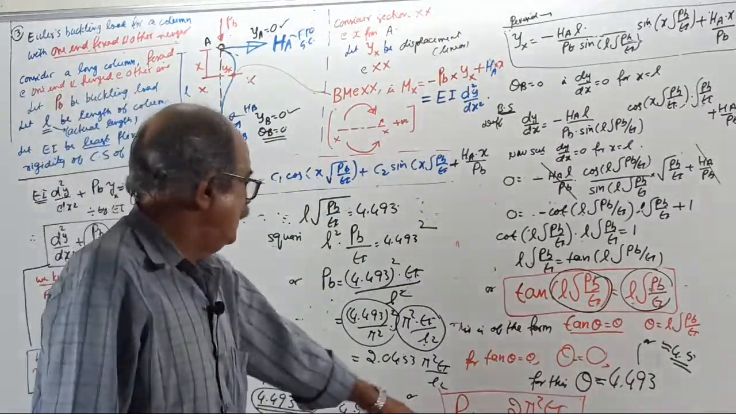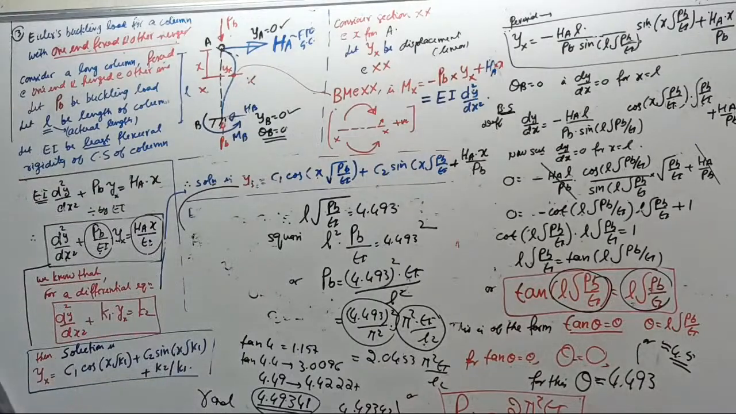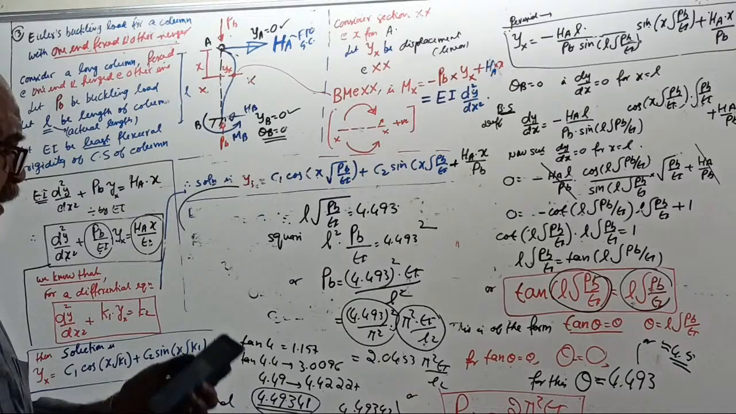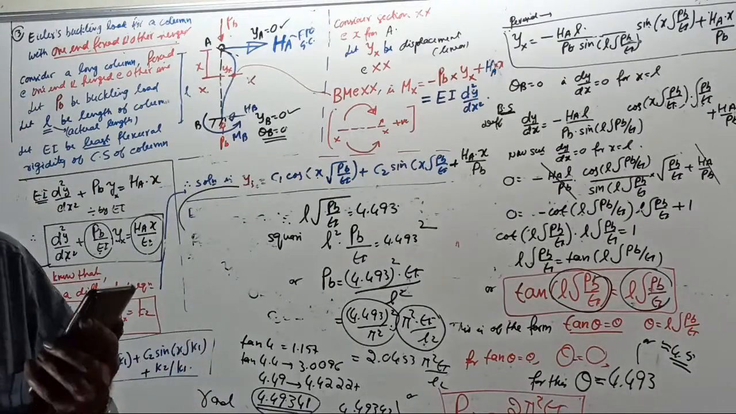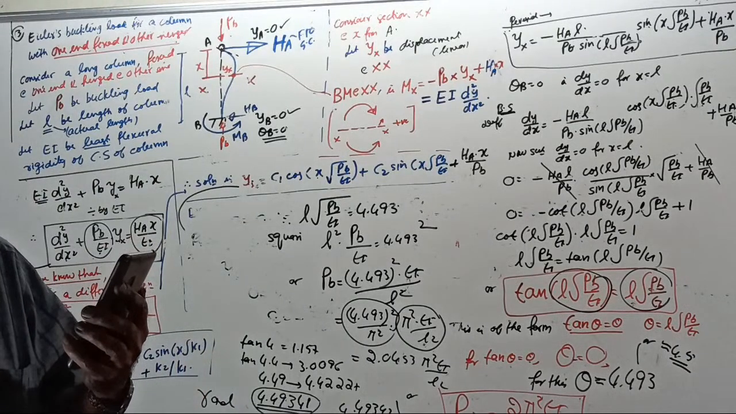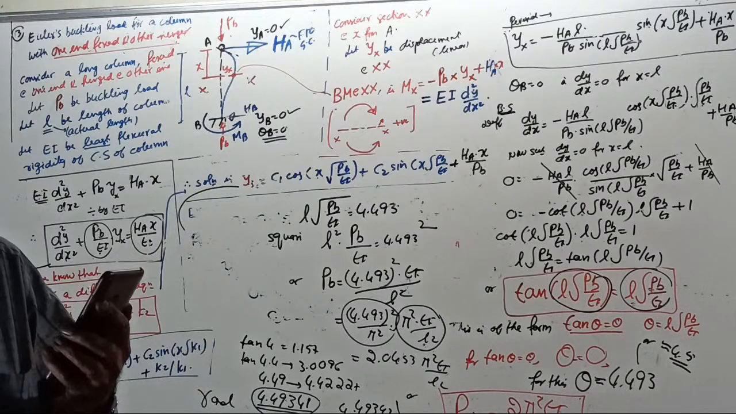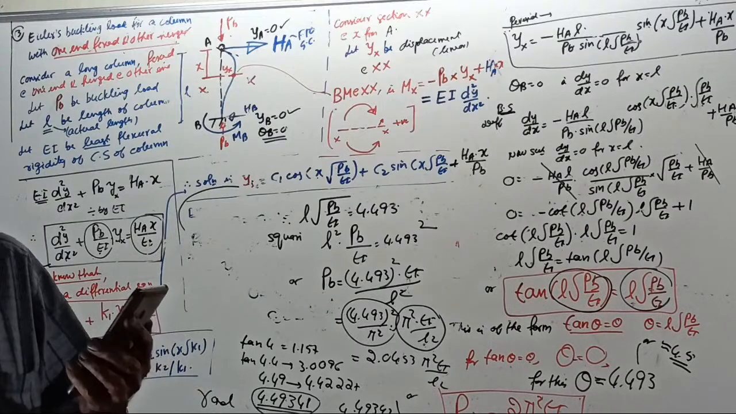But all clear? Now, the last case is pending. That is, a column with one end fixed and the other end what? Column with one end fixed and the other end.